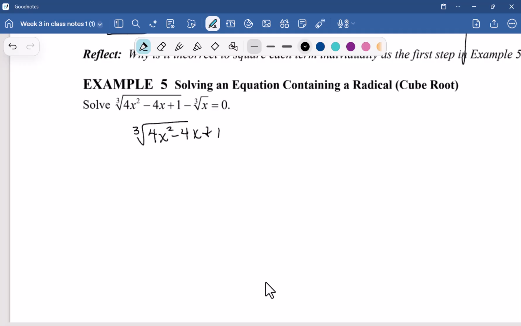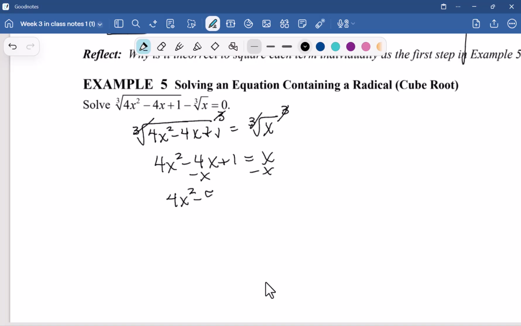This one's easier. Just move that cube root of x to the other side and then cube both sides. The cube root and the cubed cancel out. So you just have 4x squared minus 4x plus 1 equals x. Get all your x's on one side. 4x squared minus 5x plus 1 equals 0.